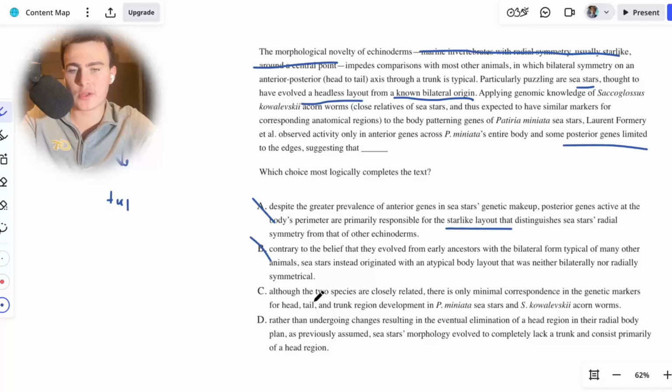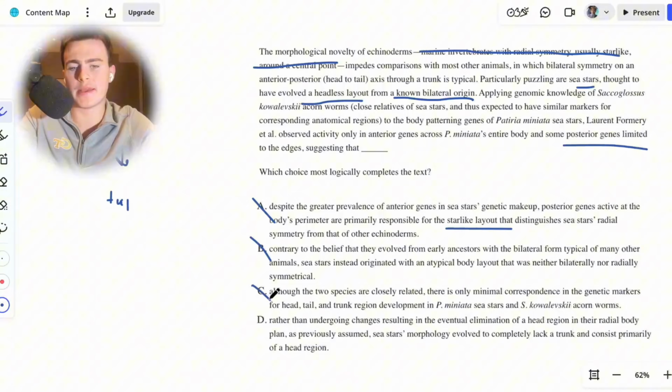C. Although the two species are closely related, there is only minimal correspondence in the genetic markers for head, tail, and trunk region development in PM and SK acorn worms. This is undermining the thing right here, where it's comparing the acorn worms to the sea stars. But there's no evidence to go against this claim. They literally say that the acorn worm can be used to compare to the sea star, and that's how they get the evidence. There's no negative evidence showing that the acorn worm can't be used to compare to the sea star. Okay, so C certainly doesn't make sense either.